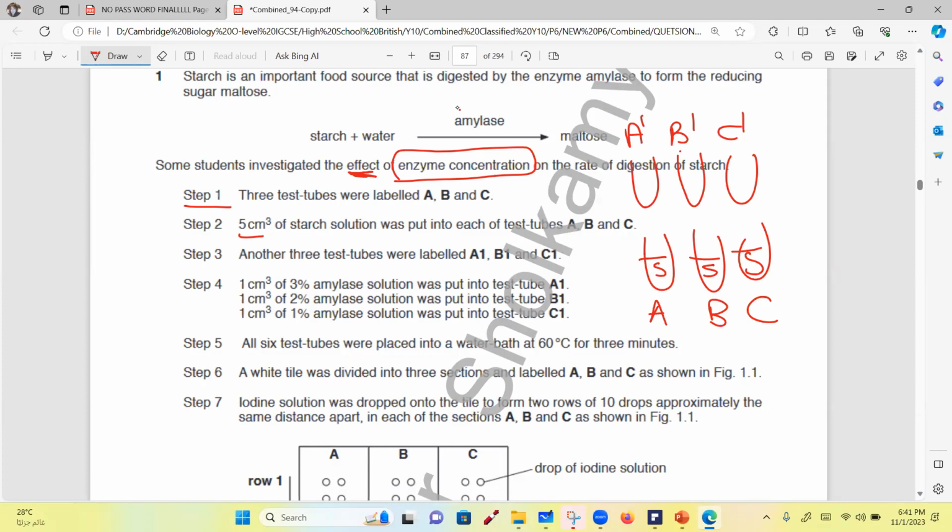Step 4, 1 centimeter cubed of 3% amylase solution was put in test tube A1. So what did they put in A1? They put amylase, the enzyme. 1 centimeter cubed of 3% amylase. 1 centimeter cubed is the volume. 3% amylase is the concentration.